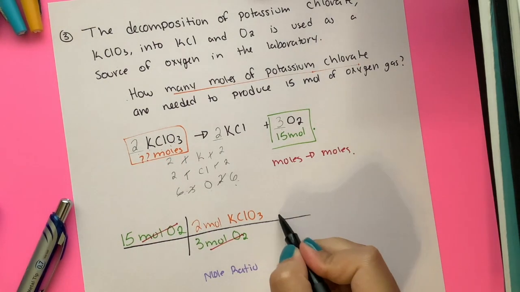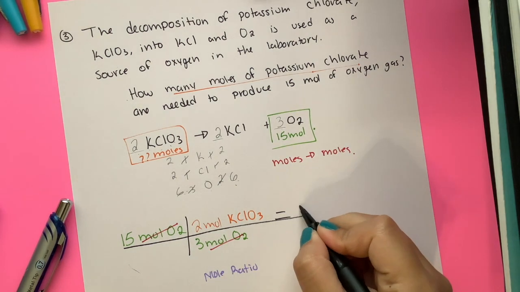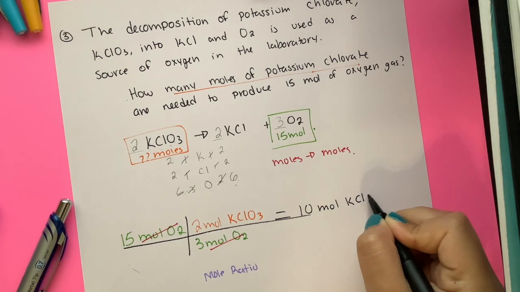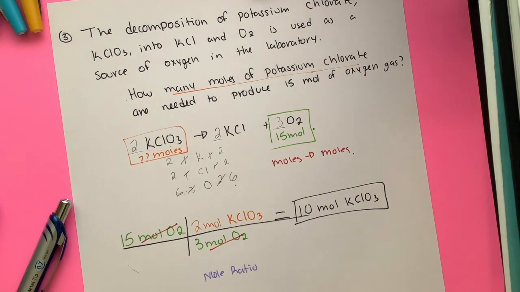So I am done. Okay, so now what I'm going to do is get my calculator, multiply 50 times 2 divided by 3, and it gives me moles of KClO3. And that is my final answer.